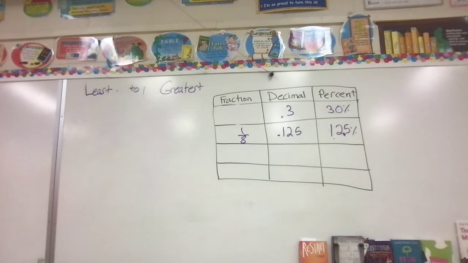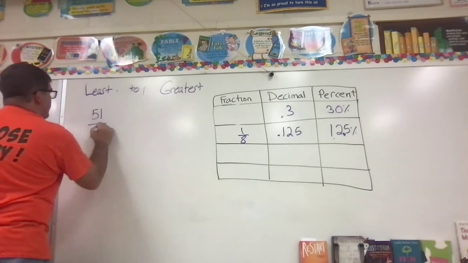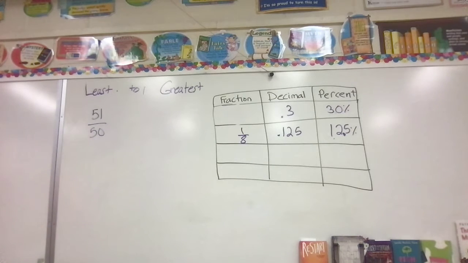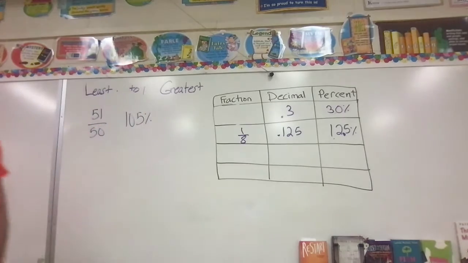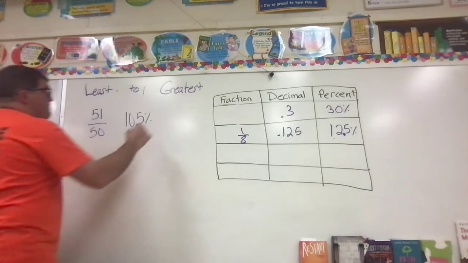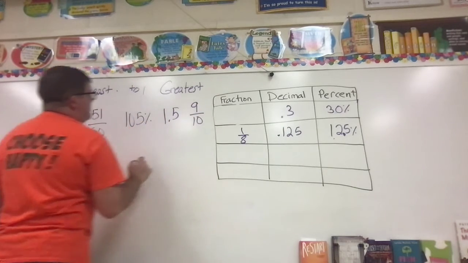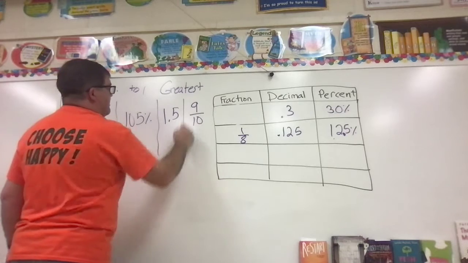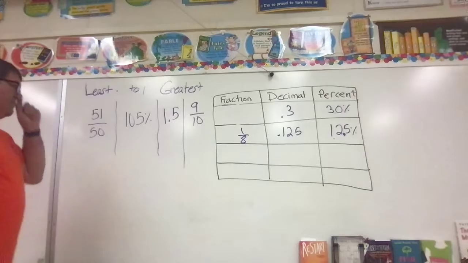This time I'm going to do 51 over 50. That's a fraction. And then I'll do 105%. That's a percent. And I have 1.5. And then I have 9/10. So I have 2 fractions, a percent, and a decimal.